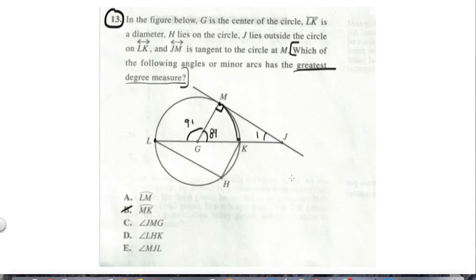Another thing to consider, which ends up being really important, is that the measure of the arc is proportional to the measure of the angle when we're dealing with central angles. So this 91 is proportional to this arc length, where this 89 is proportional. Again, we've made these numbers up just for the sake of thinking about what's going on. JMG, this angle at M, we know for sure, no matter what we make up for angles, is 90 because it's tangent. LHK may not seem obvious right away, but this one is also 90.